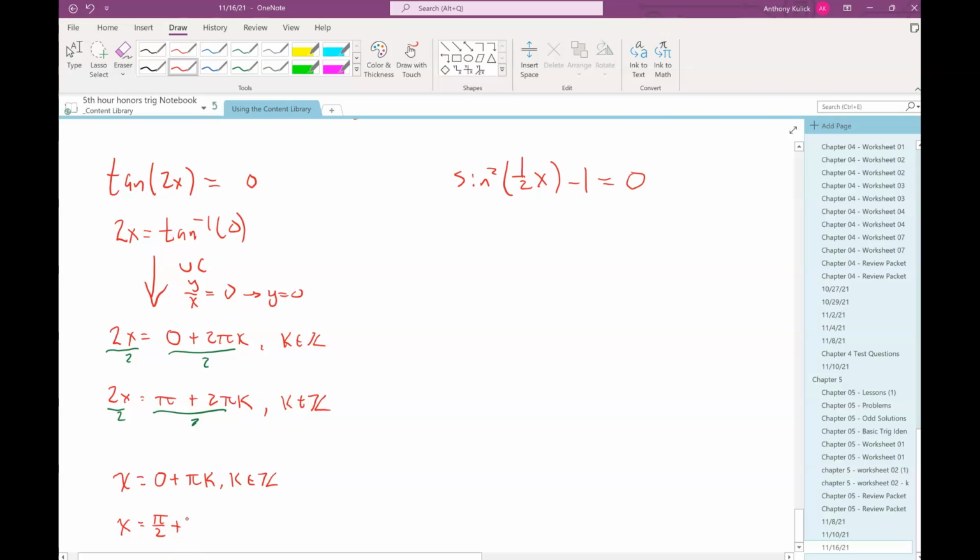No, I'm looking anywhere. Oh, so it could be on the entire unit circle? Yes, I'm looking for all the places on the unit circle where this is happening. Yep, good question.